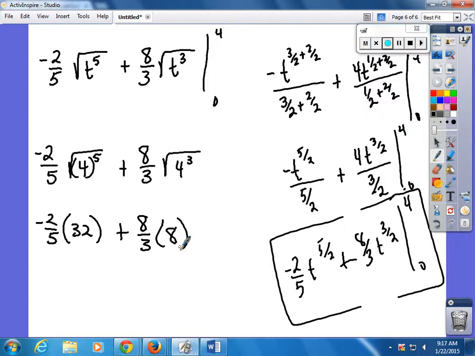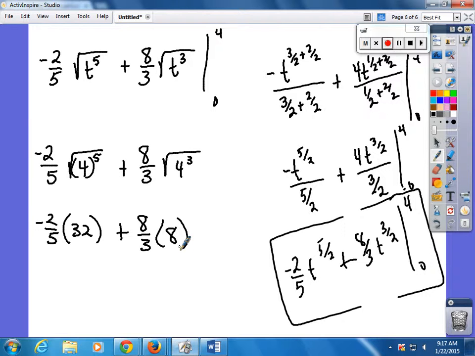Square root of 4 is what? 2 to the 3rd is 8. Square root of 4 is 2, to the 5th is 32, I think. Or 4 to the 3rd is what? 64. The square root of 64 is 8. 4 to the 5th, that's a big number.